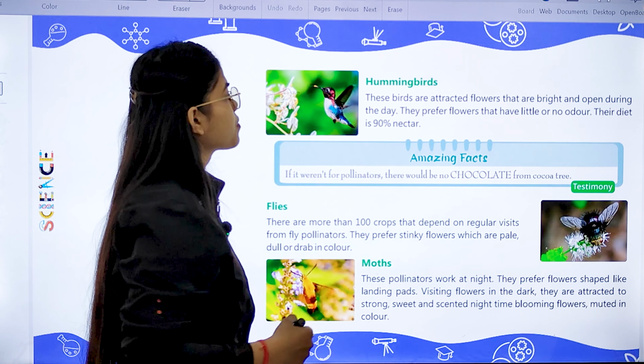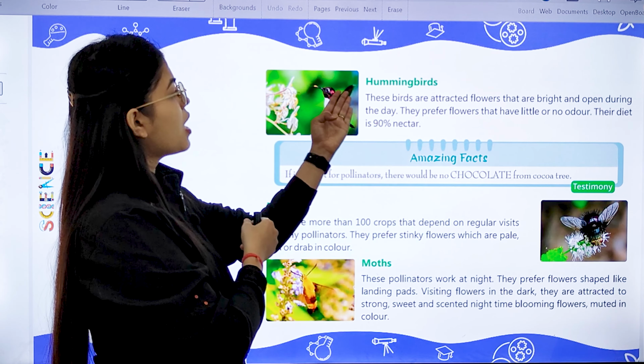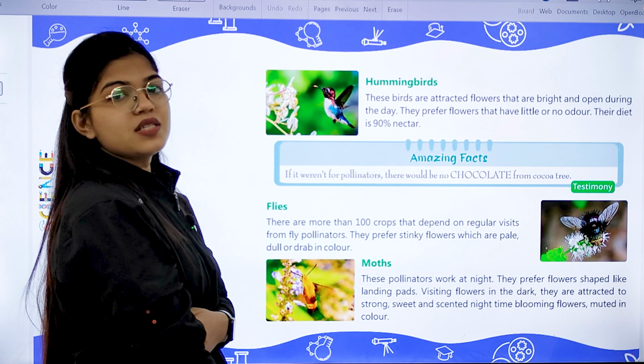All right. Next we have the hummingbird. This is the hummingbird. These birds also get attracted towards flowers, but they are attracted to those flowers which are bright and which open during the daytime. Hummingbirds prefer flowers which have very little or no odor, and their diet is 90% nectar, which they get from flowers only.